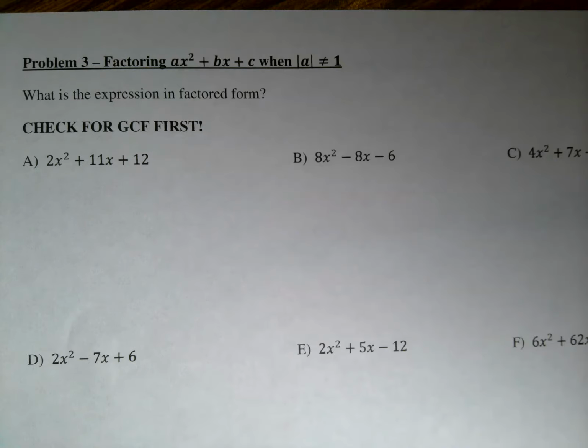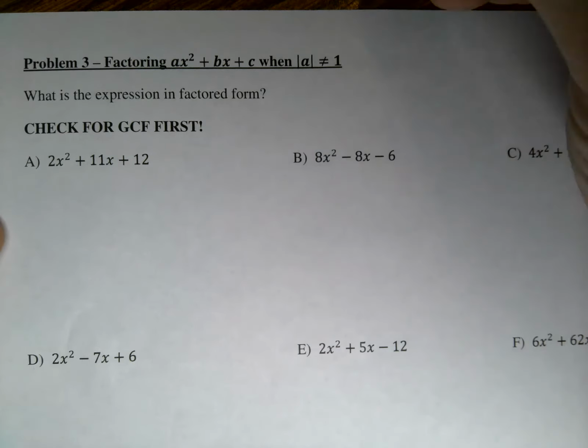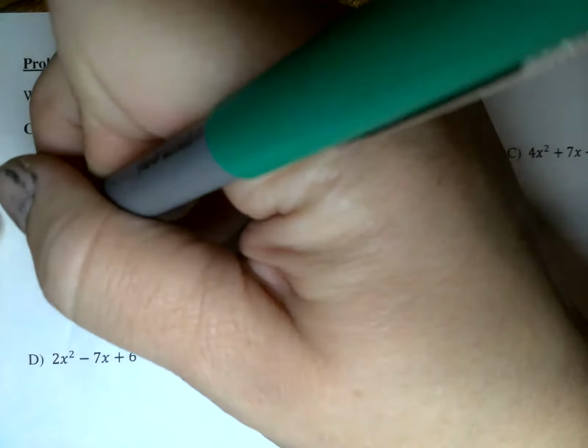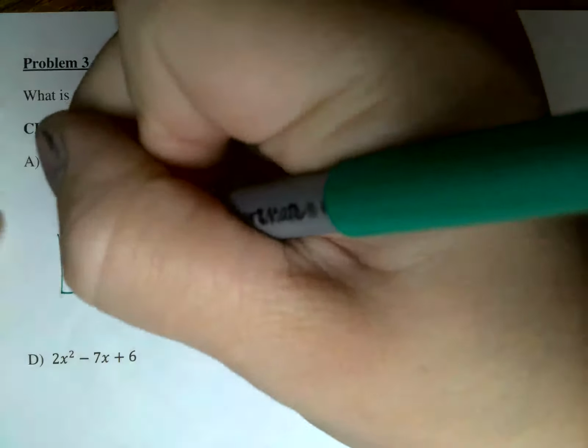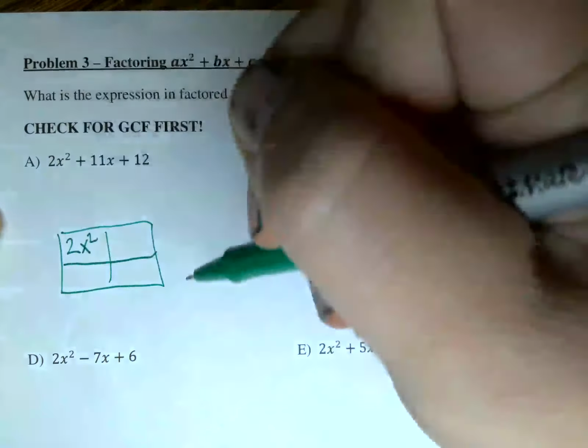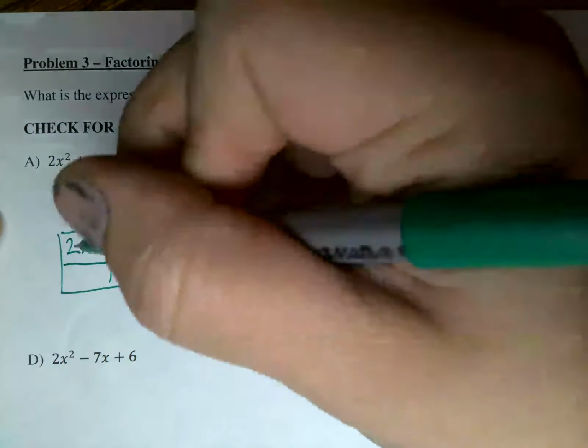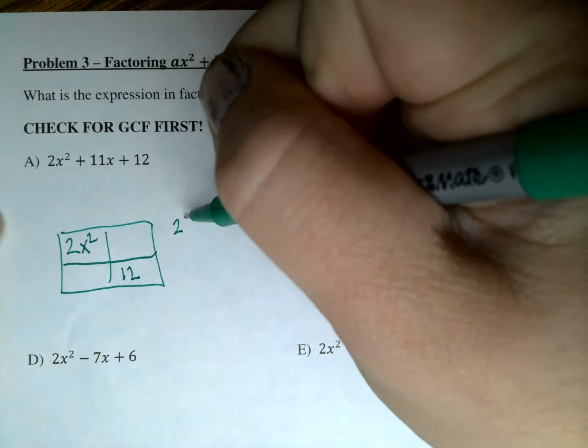I cannot factor anything out of there, so now I'm going to set up my box method. I'm going to be using box method for all of these. However, I'm going to finish by showing how you can guess and check if you wish to. Remember, with your box method, the first square is your first term and your last square is here. I multiply these two together and I get 24.